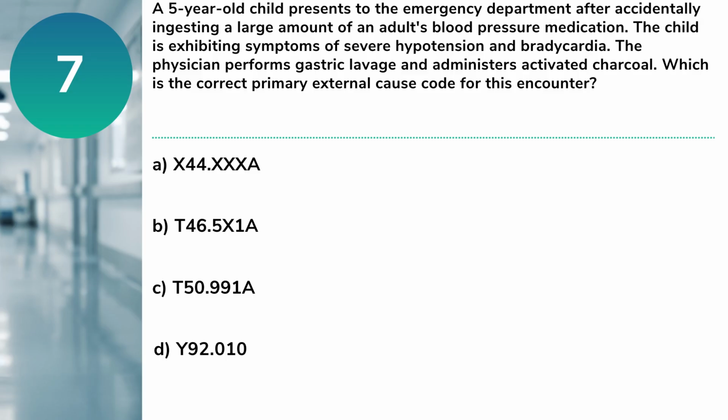Question 7. A 5-year-old child presents to the emergency department after accidentally ingesting a large amount of an adult's blood pressure medication. The child is exhibiting symptoms of severe hypotension and bradycardia. The physician performs gastric lavage and administers activated charcoal. Which is the correct primary external cause code for this encounter? A. X44.XXXA. B. T46.5X1A. C. T50.991A. D. Y92.010.